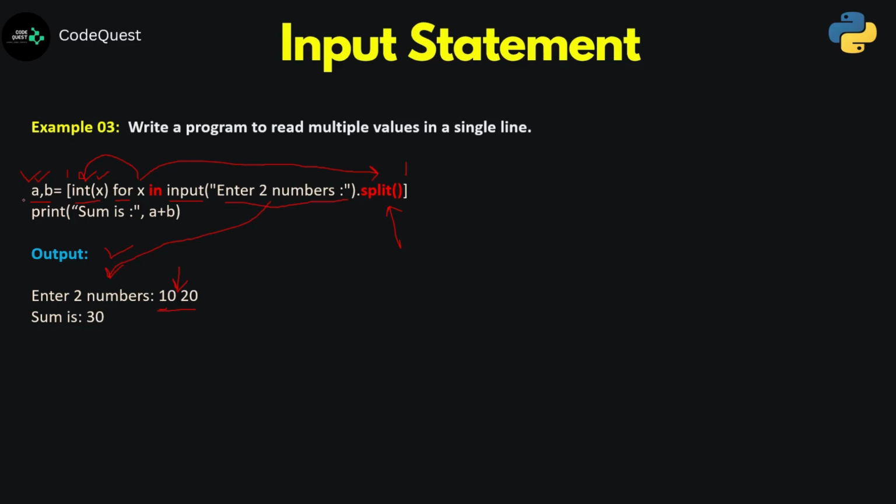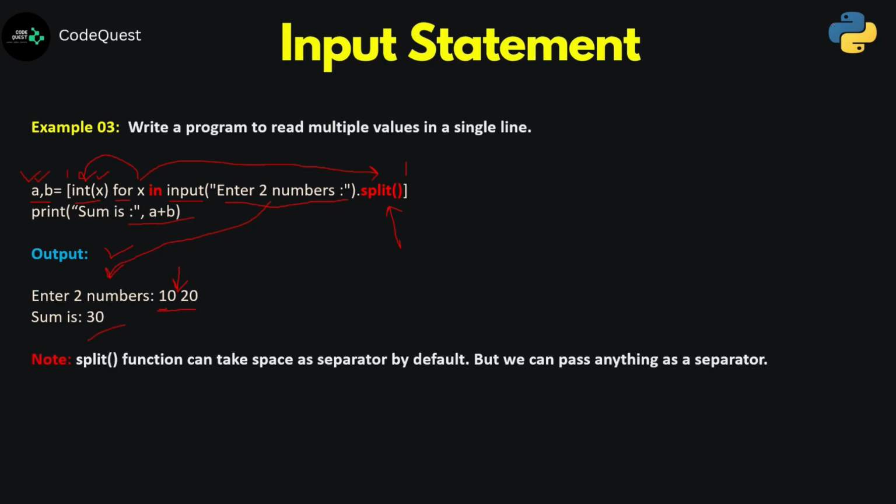So once the a and b values have been taken up in numeric format, I can simply print the sum of those, which is nothing but your 30 here. So like we said, split function by default takes a space as a separator. Here we have not given anything, means by default the separator is a space. But we can also pass anything as per our choice, maybe comma, colon, hyphen, anything of your choice also.